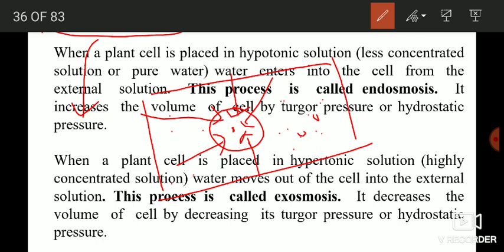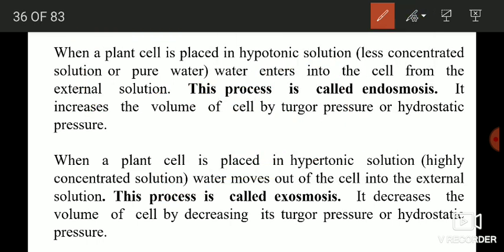Here the water potential is higher because the concentration of salt here is less as compared to here. Water will move into the cell. This will increase the turgor pressure or hydrostatic pressure of the cell, which will increase the volume of the cell. This is endosmosis. The next term is exosmosis.